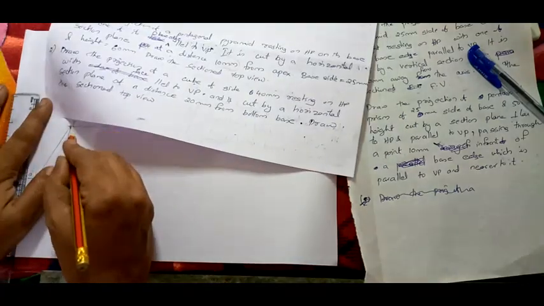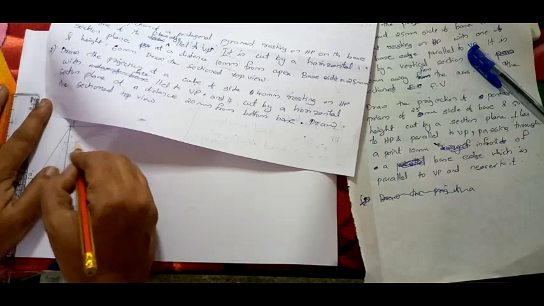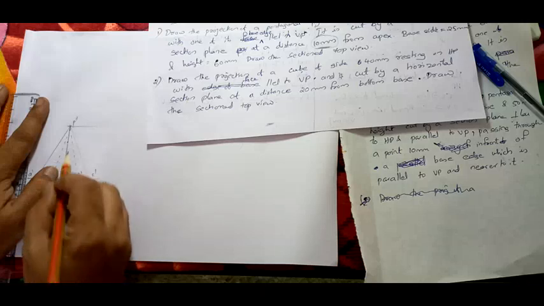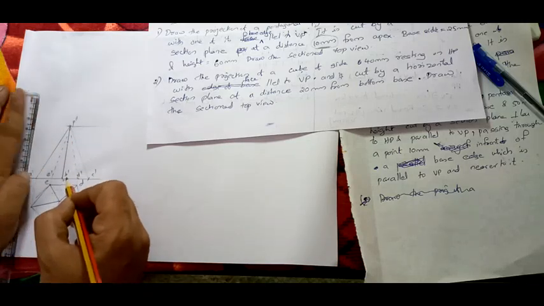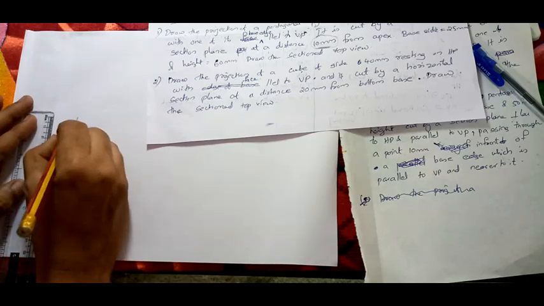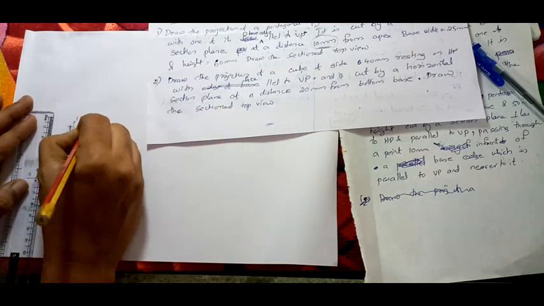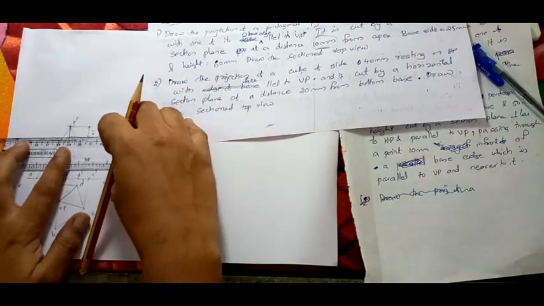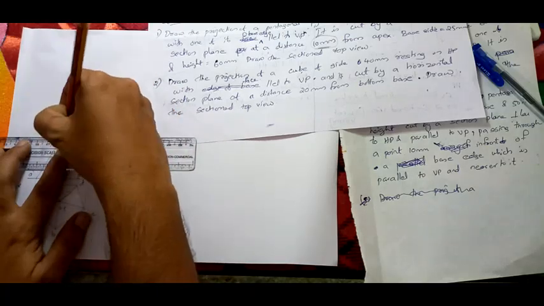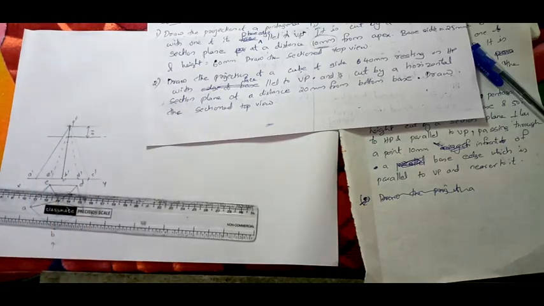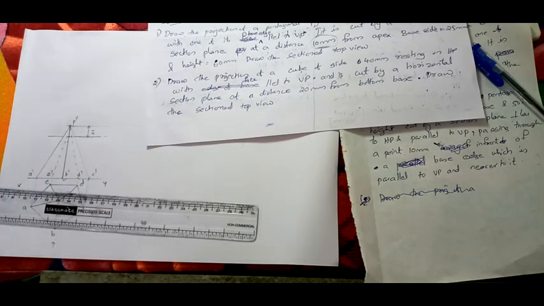From P dash you have to take 10 mm below and cut the section line. So you have to find 10 mm below in such a way that this line is perpendicular to your XY line. On this take 10 mm, take 10 mm here. So like this you have to take 10 mm. So we have taken 10 mm, and draw a line parallel to the XY line. So this section line is parallel to the XY line, right? This section line is parallel to the XY line.